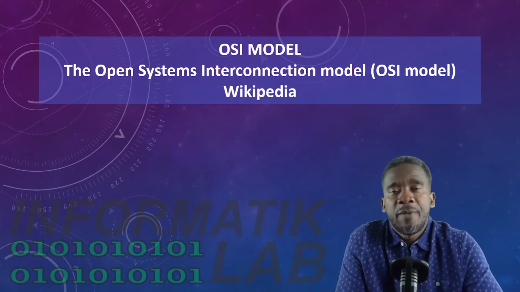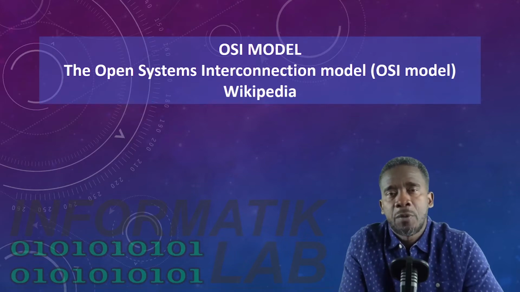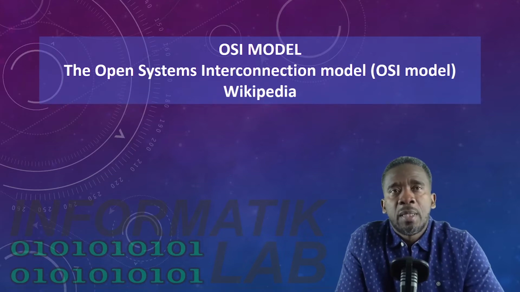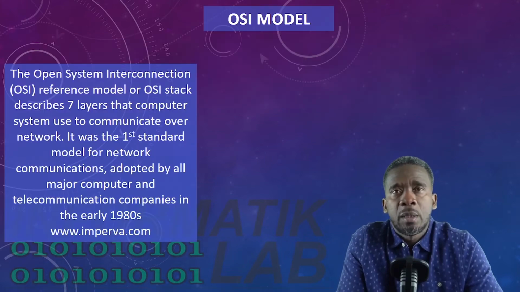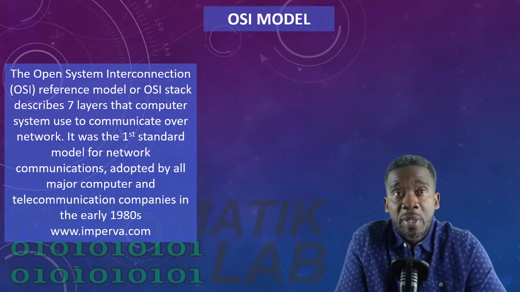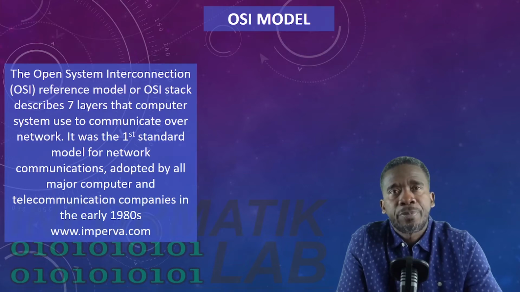Today we have a special video on the OSI model, but it's going to be a simplified version. As you can see on the screen, the OSI model is the Open Systems Interconnection model. The Open Systems Interconnection reference model, or OSI stack, describes 7 layers that computer systems use to communicate over a network. It was the first standard model for network communications adopted by all major computer and telecommunication companies in the early 1980s.